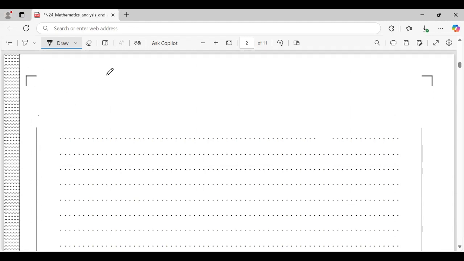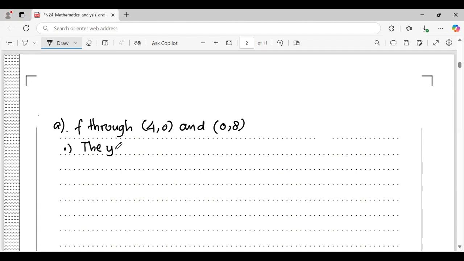We want to start here. The function f goes through 4,0 and 0,8. First, the y-intercept is at 0,8, so it means c equals 8.